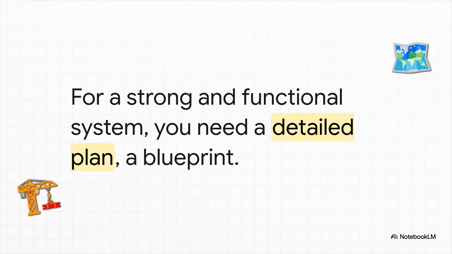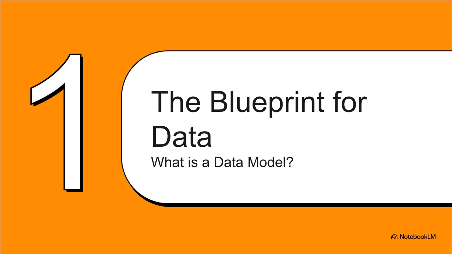You need a super detailed plan that shows what you're building, how all the pieces are going to connect, and where everything needs to go to make sure the whole thing is strong and actually works. And in the world of information, that essential blueprint is called a data model. It really is the master plan that everything else gets built on top of. So let's take a closer look at what that really means.